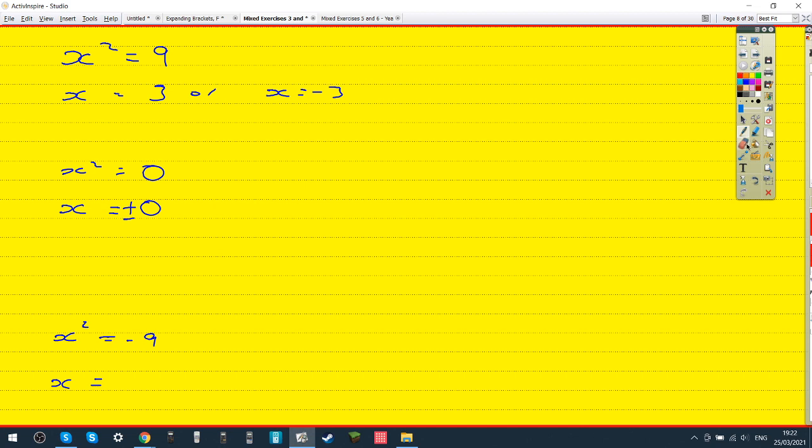That's not possible. Yes. And so first one, how many solutions? 2. Middle one? 1. Last one? 0. Yes. And so they call them real roots because you can have imaginary numbers. So if you have the square root of a positive number in the quadratic formula, because you have the plus or minus, you're going to get 2 answers.